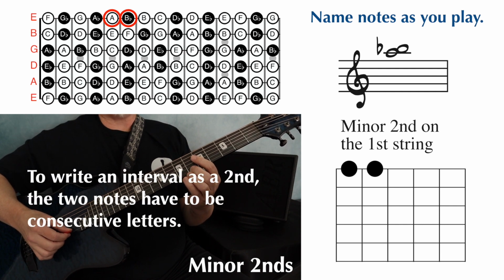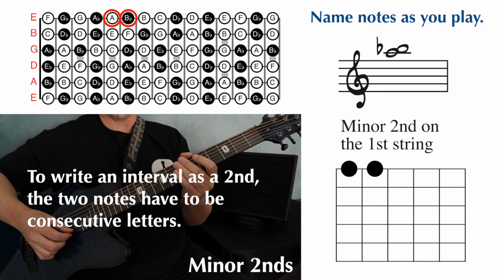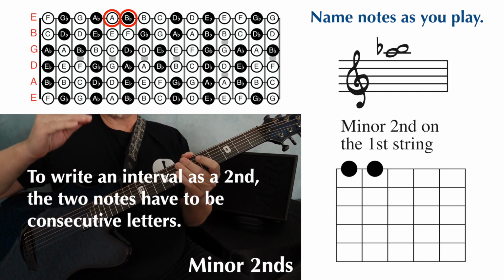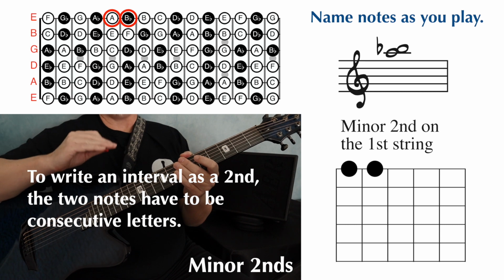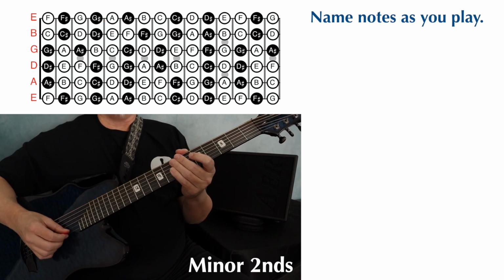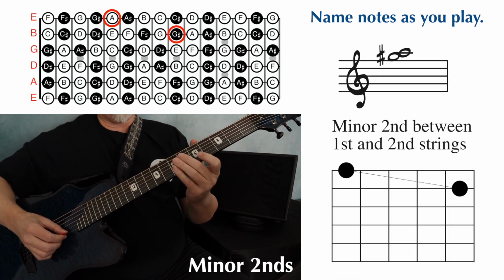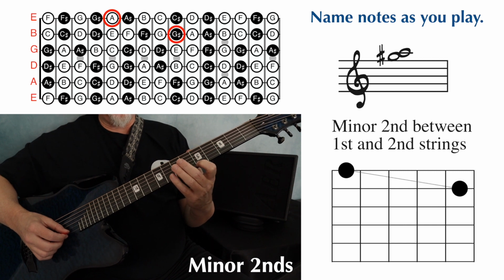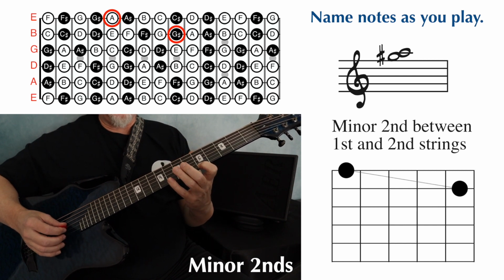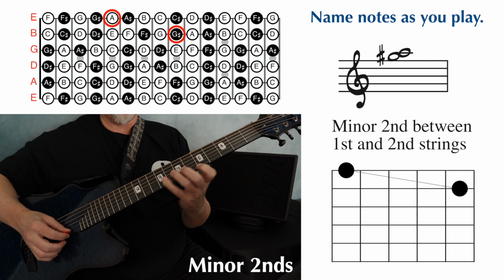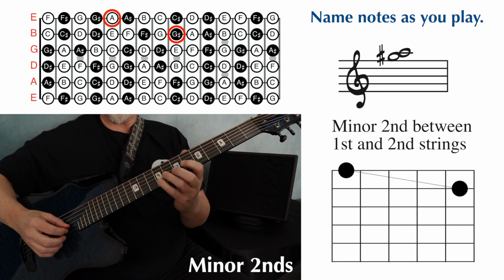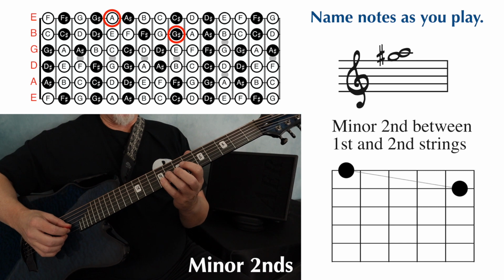And we're calling that a B flat, not an A sharp, because this is an interval of a second, and a second has to be two letters right in a row, A and B. It can't be A and A sharp. Minor second between strings 1 and 2 is going to be 4 frets distance. A, G sharp. And again, we're calling this a G sharp, not an A flat.